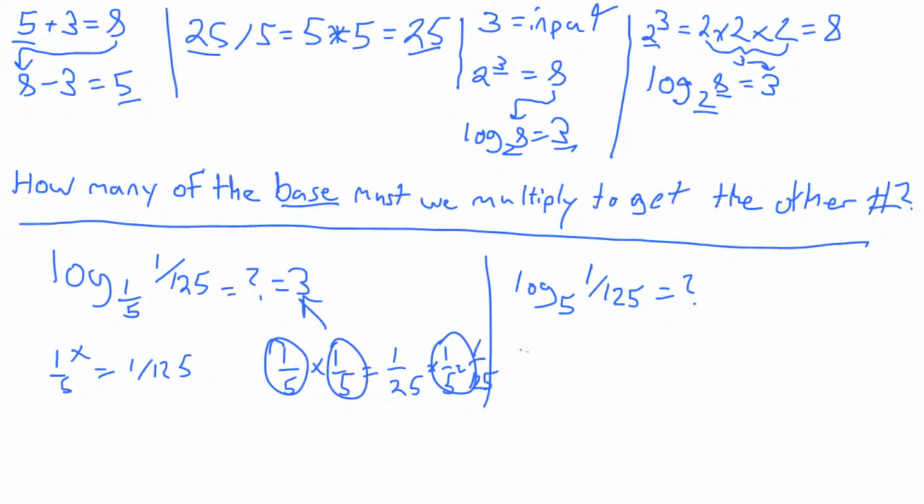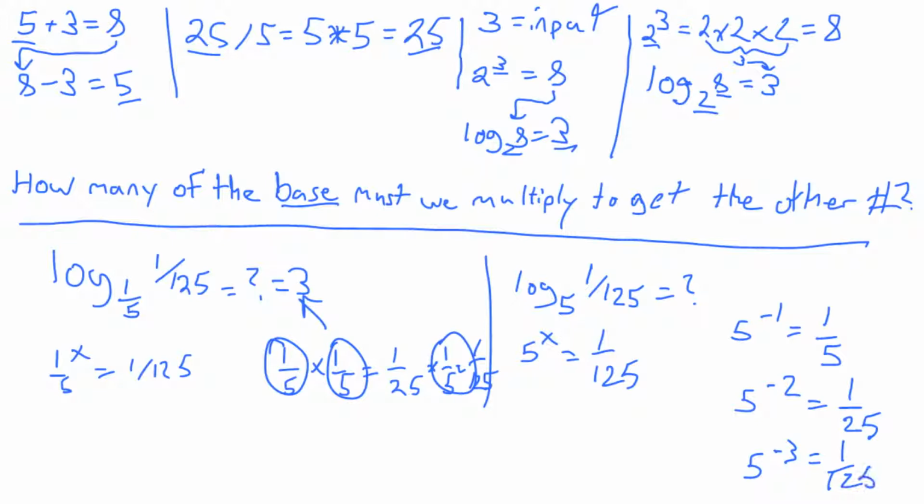Think of it again in the other form. If I were to say 5 raised to what power equals 1 over 125? You might remember that if you raise a number to a negative power, it gives you the reciprocal. So 5 to the negative 1 is equal to 1 over 5. 5 to the negative 2 is equal to 1 over 25. And then 5 to the negative 3 is 1 over 125. So I have to multiply 5 by itself 3 times to get 1 over 125, but I also have to use the power negative 3.